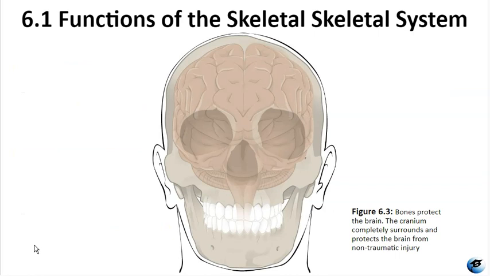Figure 6.3 illustrates how skull bones encase and shield the brain, and this protects it from external impacts and injury. Their rigid structure absorbs and disperses forces, thereby minimizing damage to the delicate brain tissue inside. The skull's protective barrier is essential for maintaining the structural integrity and function of the brain.